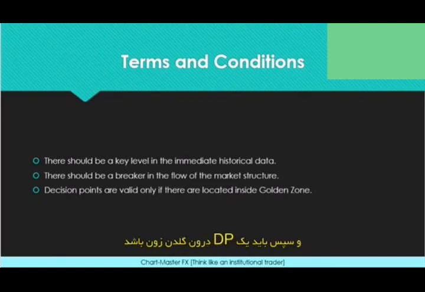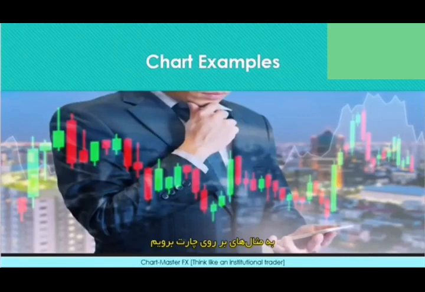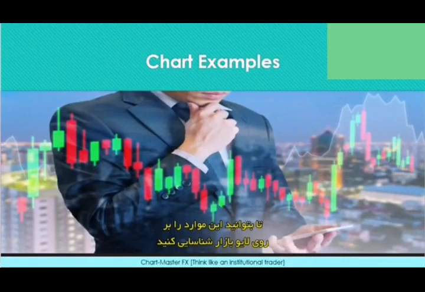Then there should be a decision point located inside the golden zone. Once the decision point is located inside the golden zone, then that's when you can use that decision point as a candidate that is more likely to hold the price. So basically, those are the terms and conditions that you need to look for when you are trading the key level over under. So let's go straight to the chart examples so that you can identify these things on the real market.